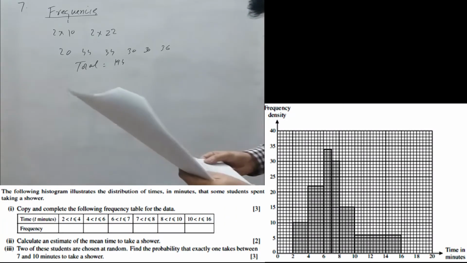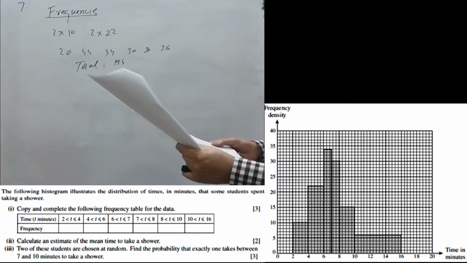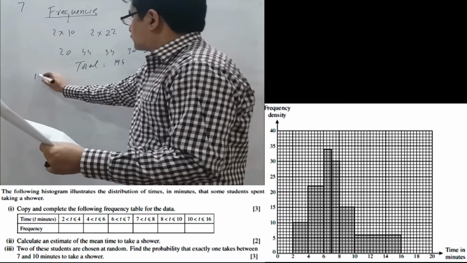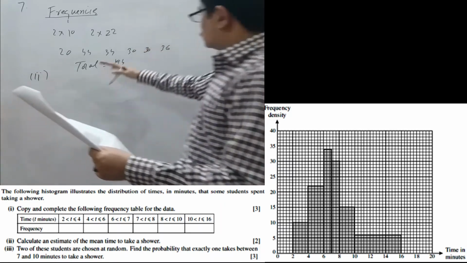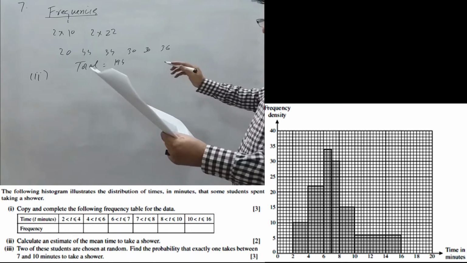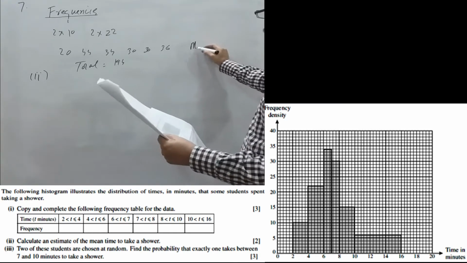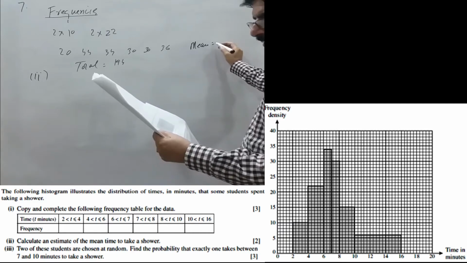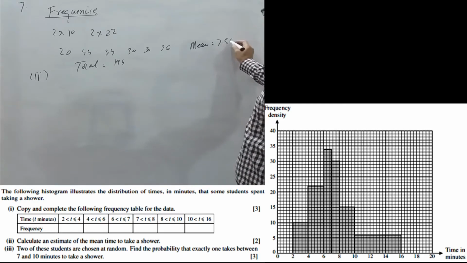Now you are asked to find the second part. For the second part, you find the value of the mean yourself, and the answer for the mean is 7.55.